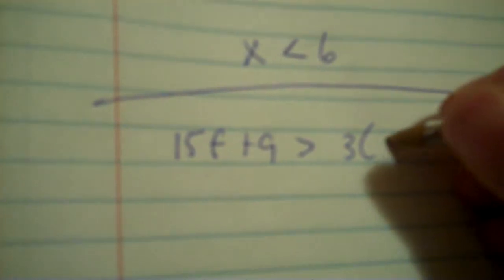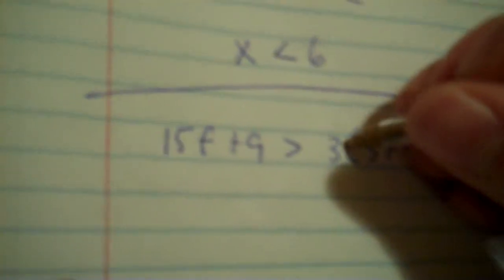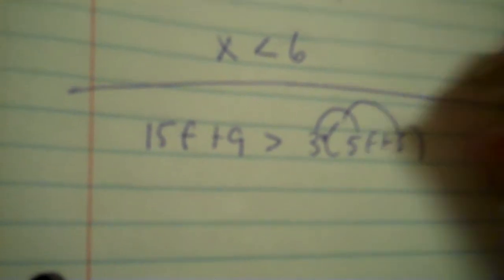Okay, next problem. We have 15f plus 9 is greater than 3 times the quantity 5f plus 3. Okay, so we need to use the distributive property to multiply my parentheses. So I've got 3. Now I'll multiply it by 5f first, and then I will multiply it by the 3. Whatever's before the plus, whatever's after the plus. So 3 times 5f is 15f. 3 times 3 is 9. So I line up the symbol, and over here I now have 15f plus 9. And over here I have 15f plus 9.